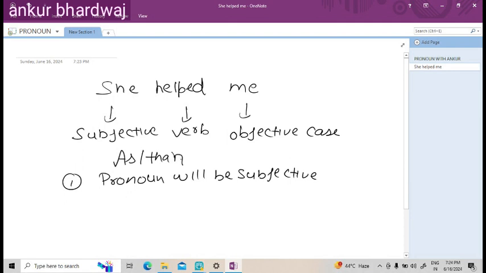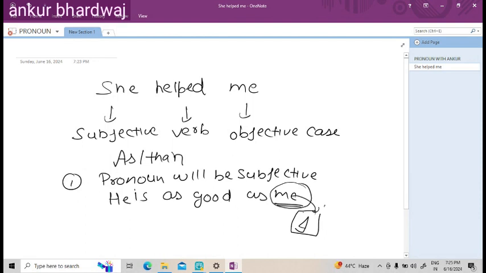The question will be given in the examination. For example, the examination will be of SSC, CGL, or any type of examination. For example, the pronoun will be subjective. The sentence is like this: He is as good as me. Here you have to replace it, it is an objective case, and it is an error in the sentence and we have to make it I.